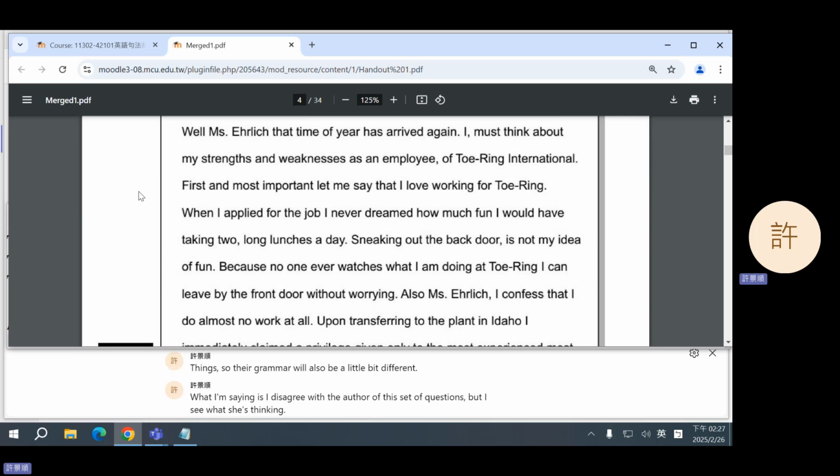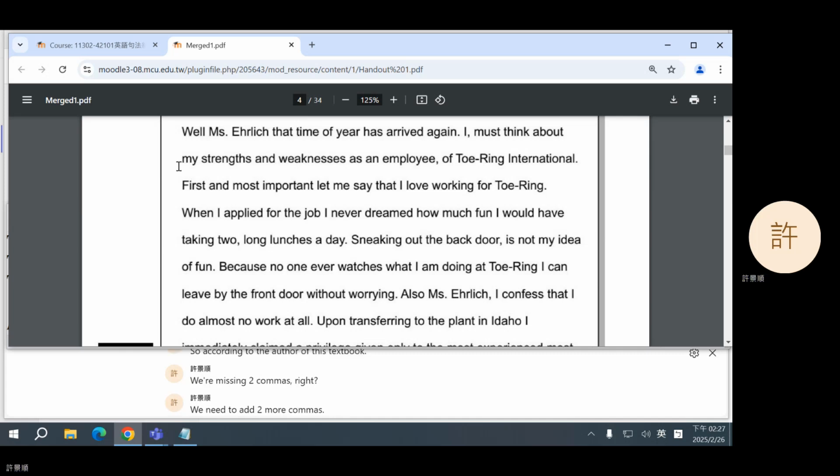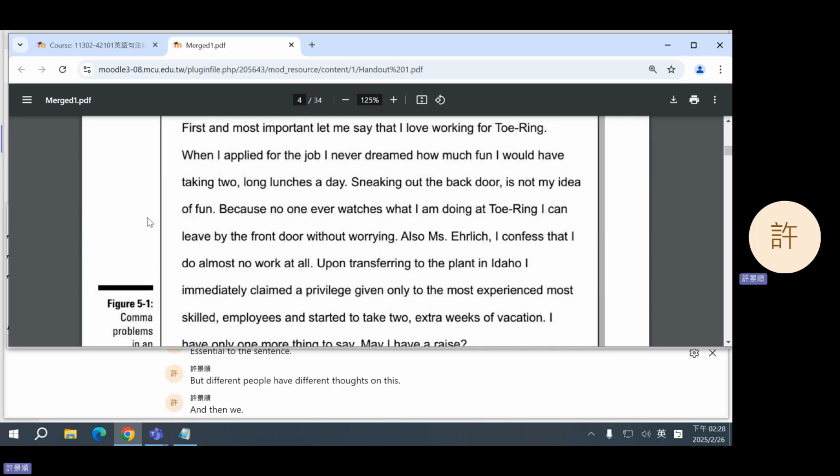So according to the author of this textbook, we're missing 2 commas, right? We need to add 2 more commas here and here. The author is saying, and most important is extra information. I don't agree. I think first and most important, these 2 are equally essential to the sentence. But different people have different thoughts on this. And then we took out one extra comma, right? It says take out 5, we took out 6.